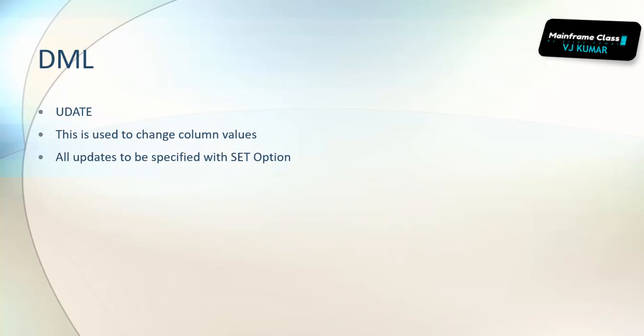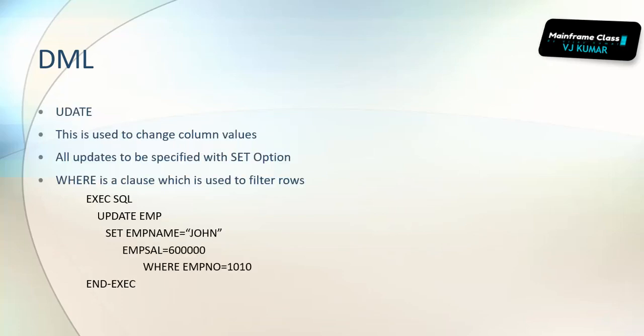Now let's look at another command, that is update. So this is used to change the column values. So you have already entered one record and you wanted to update that specific record, so when we can use update. So how do we use update? Forget about this EXEC SQL, but we'll focus on this. Update table name, set what is the value you wanted to set, the salary, where employee number equal to this.